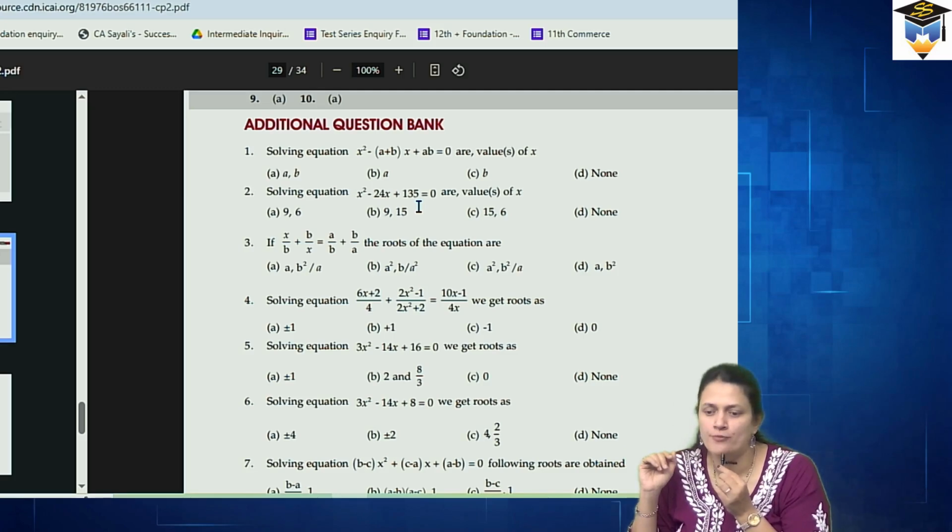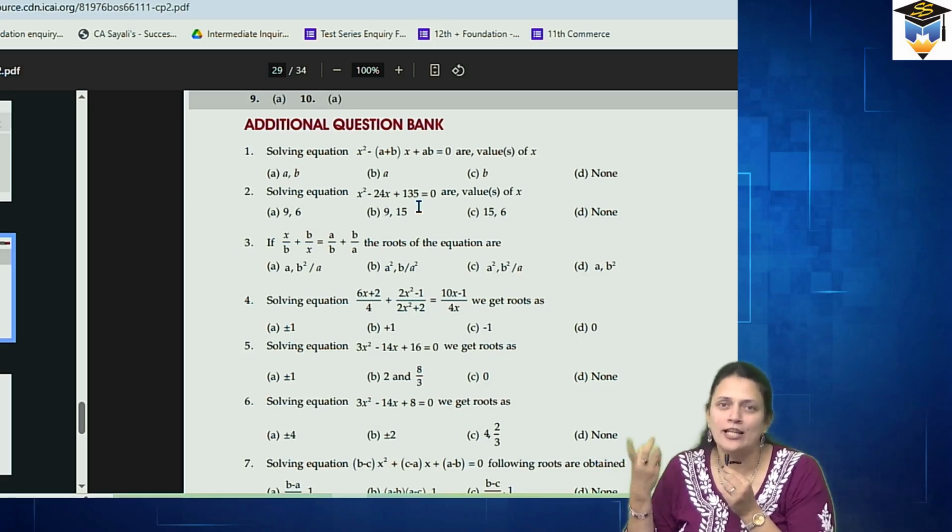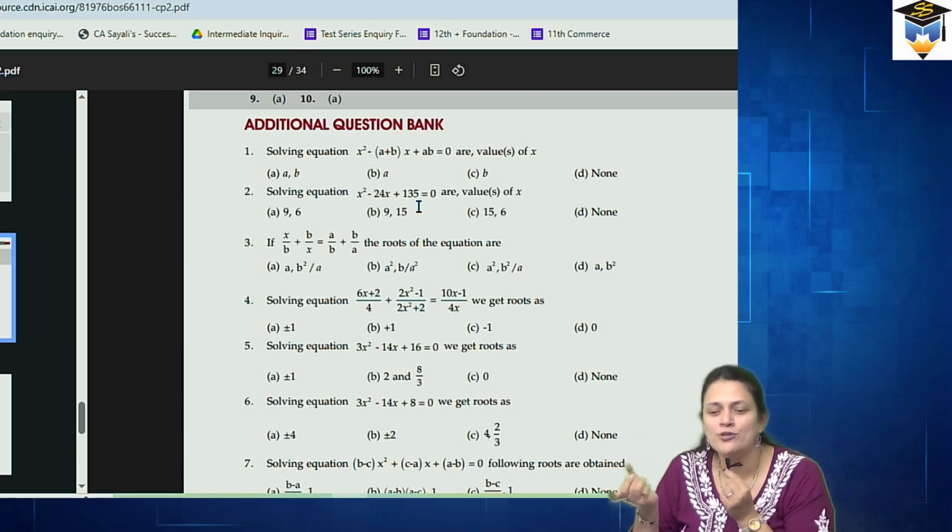Okay, so what's the correct option? A is the correct option. B is the correct option. Okay, so 9 square is 81. 81 minus 24 into 9 plus 135 is coming equal to 0. So B is the correct option. You have to try all the options fast because you have the calculator advantage with you. So make the most of it so that you will be able to solve it fast with the help of the calculator. Okay, now the next one.